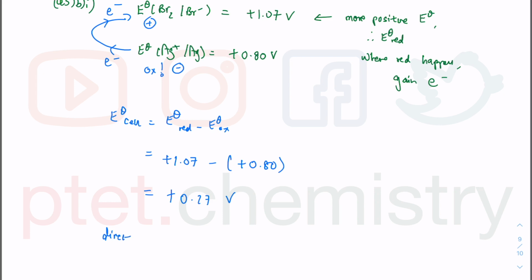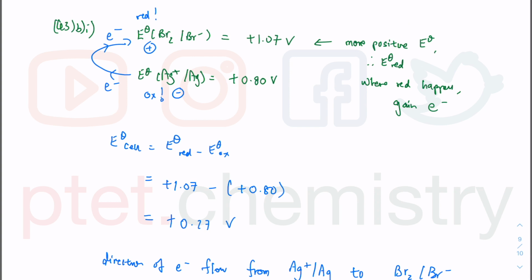So the direction of electron flow is going to go from the silver plus silver system towards the Br2 Br minus system. As a result of what I've said earlier, you are not doing electrolysis. This is a result of cell potential.